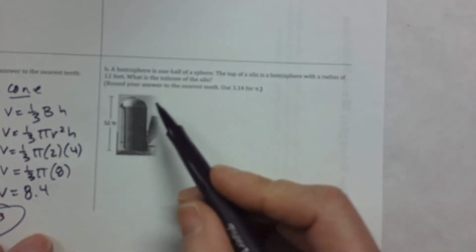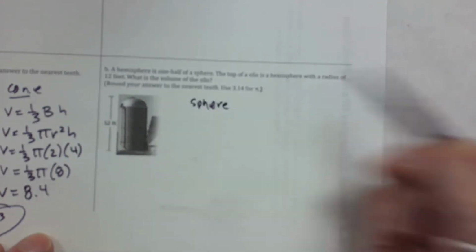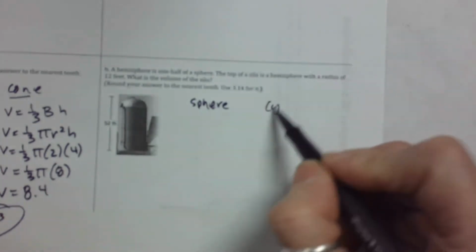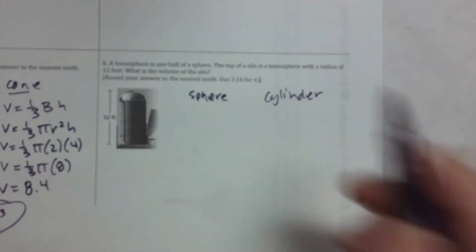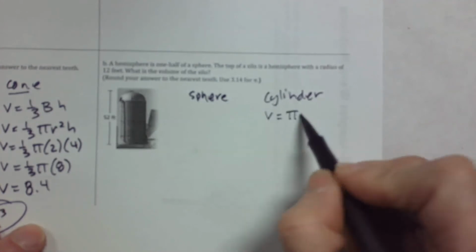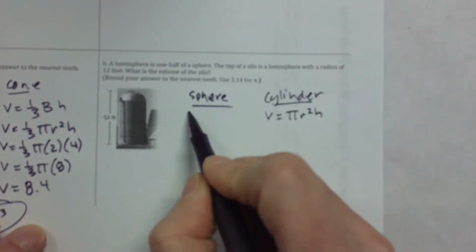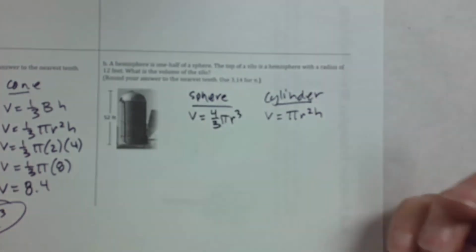All right, so we've got a hemisphere, or half of that sphere. So I'm going to need my sphere formula here. And then I'm also going to need the formula for a cylinder, here's my cylinder, which is V equals my pi r squared times the height. And my sphere is V equals 4/3 pi r cubed.